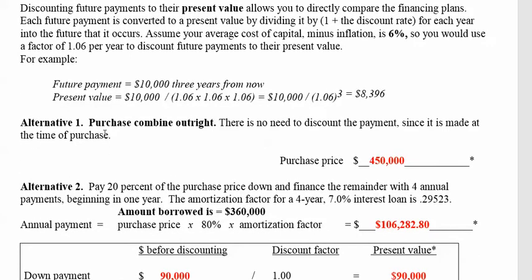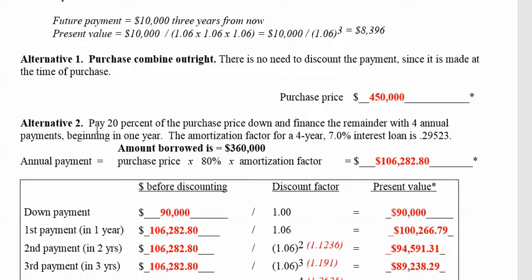So alternative one's pretty simple. We purchase the combine outright, and the purchase price today is the current value. So we're going to compare the $450,000 outright purchase price today to the other two options, which have future payments. Alternative one is the $450,000 upfront cost of the combine.